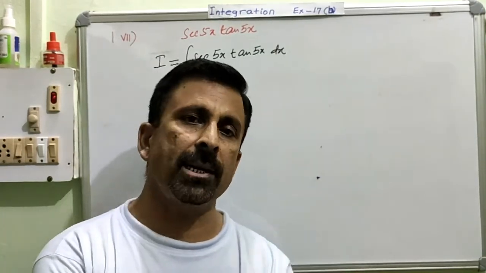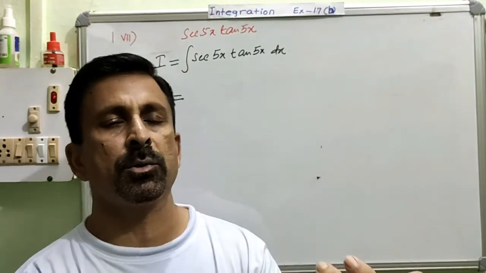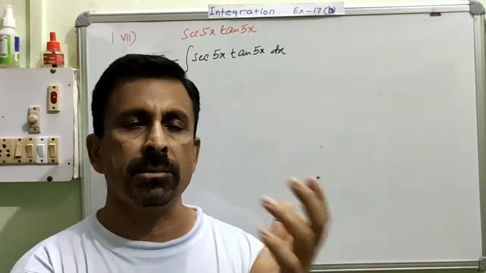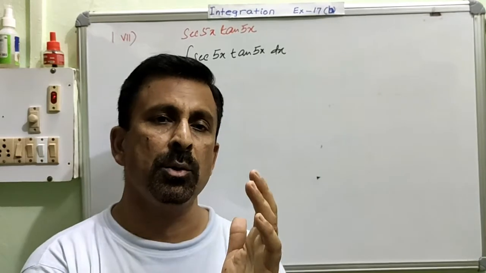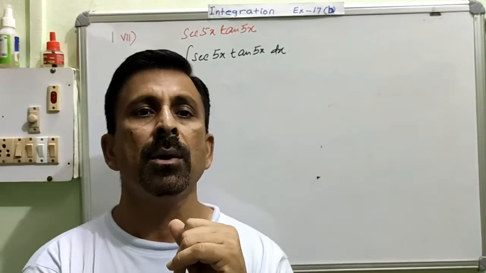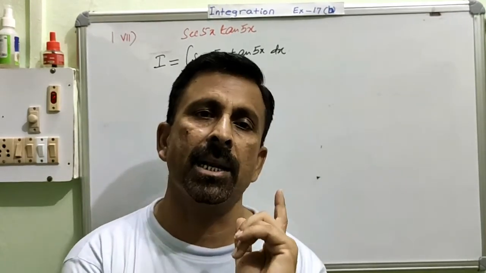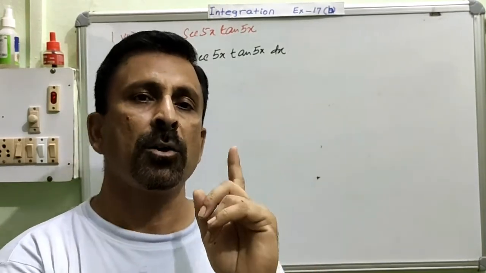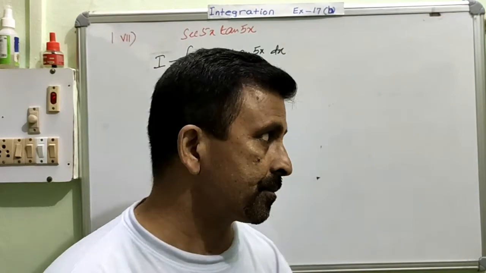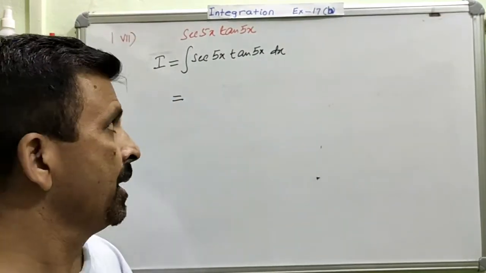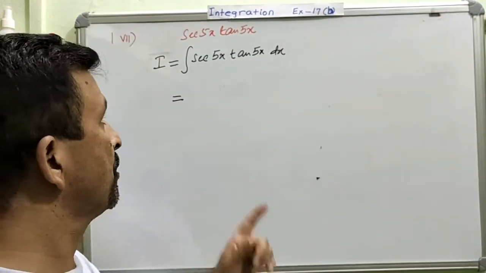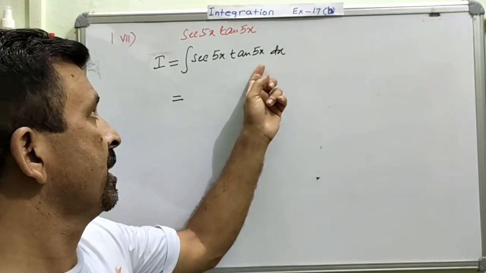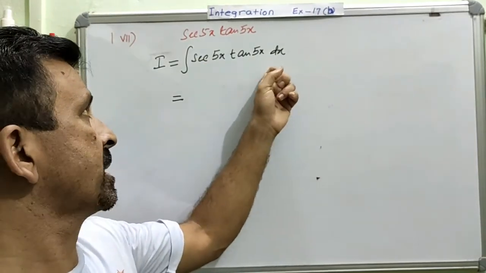We have to do some kind of substitution, or maybe some kind of conversion, some other changes, and then only we will be able to integrate, because there is no rule for multiplication and there is no rule for quotient division. Now, knowing that fact, we are moving on to this question: sec x into tan 5x.